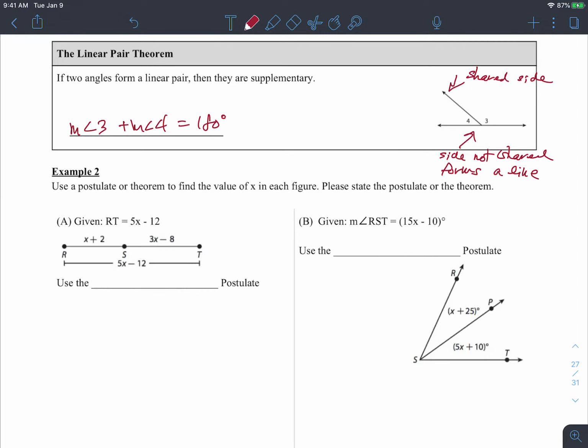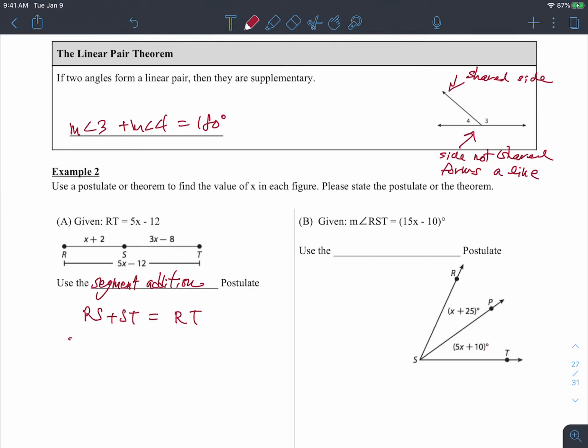So use a postulate or theorem to find the value of x in each figure, and please state the postulate or the theorem. All right. In this particular case, we notice that this length is RS and we have ST. They're given two different expressions, but we're also given the separate expression for the entire length. Do you remember what that is, guys? Yeah, that's right. It's the segment addition postulate. What that literally means is that two segments that make a bigger segment is equal in length.